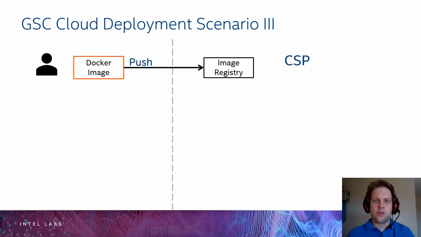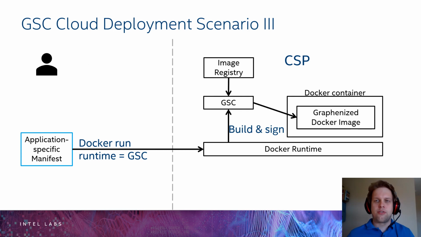In the third scenario, a client uploads his image again to the cloud's registry, but instead the image is not translated via an API call to the CSP. The client directly runs the image, specifying a runtime. This runtime uses GSC to translate a regular image into a graphenized Docker image on the fly. This approach lowers the required changes in the client software to a minimal change to run the correct runtime.